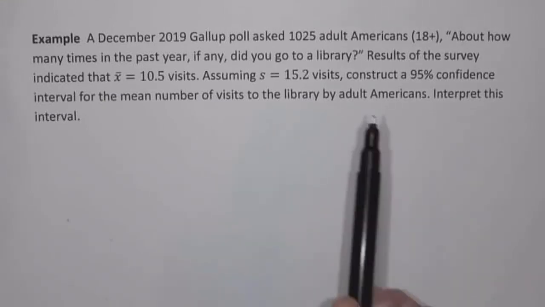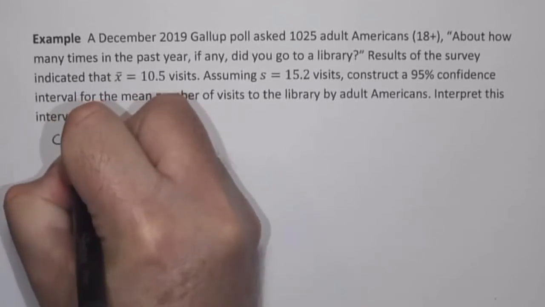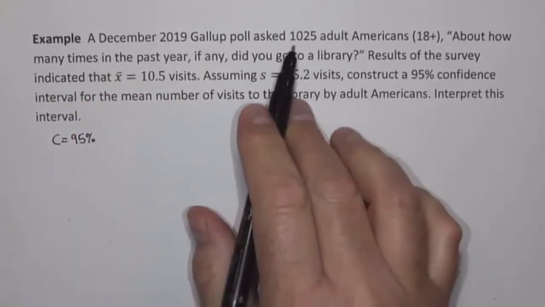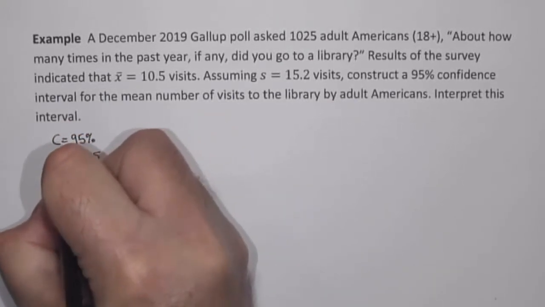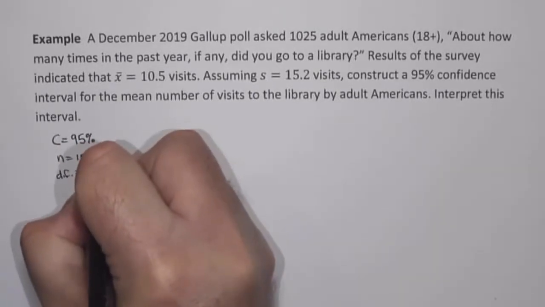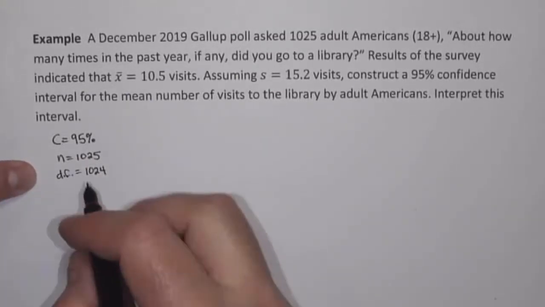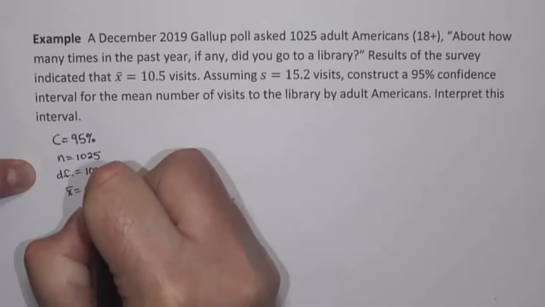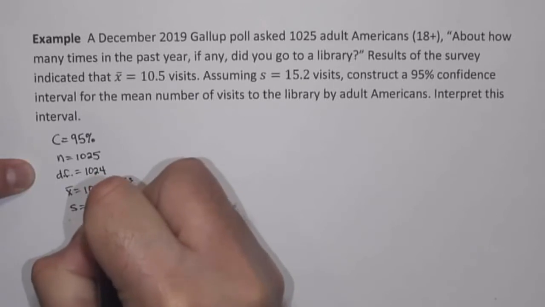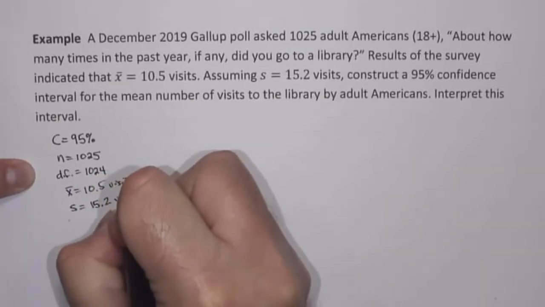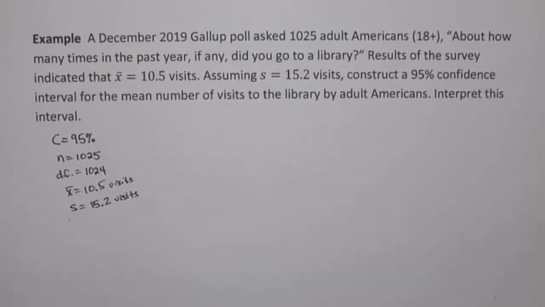So we're wanting to construct a 95% confidence interval. So our level of confidence is going to be 95%. And so our sample size is 1,025, which means the degrees of freedom will be 1,024, 1,025 minus 1. We know that x̄ is equal to 10.5 visits and that s equals 15.2 visits. And so from this, we need to construct our confidence interval.